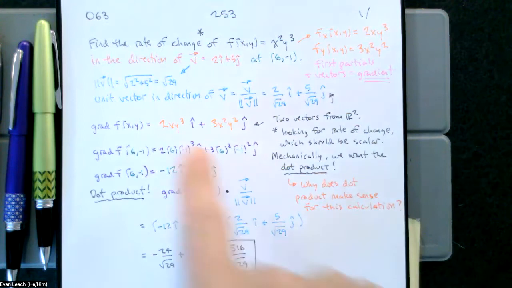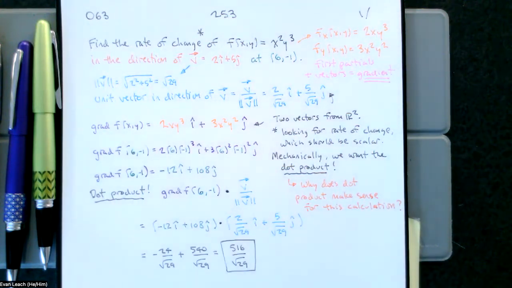Anyway, so we want a unit vector in this direction, because I only care about the direction. I don't care about how big that direction is, or how big that vector is.